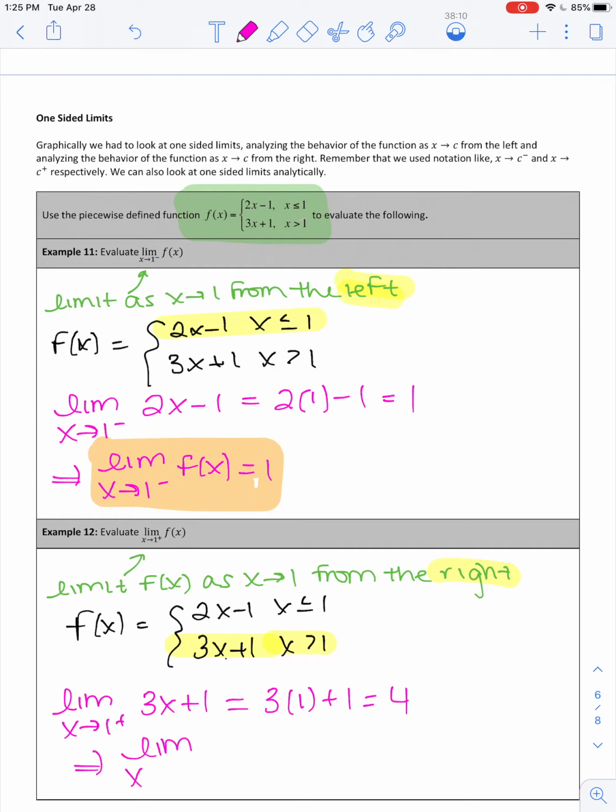So this tells me that the limit as x approaches 1 from the right of f of x is equal to 4.